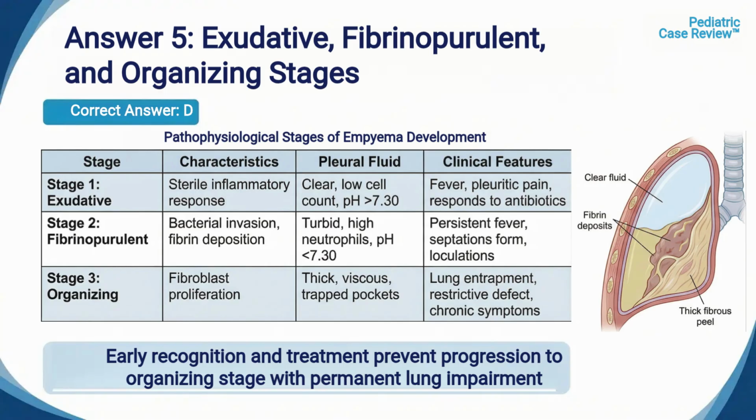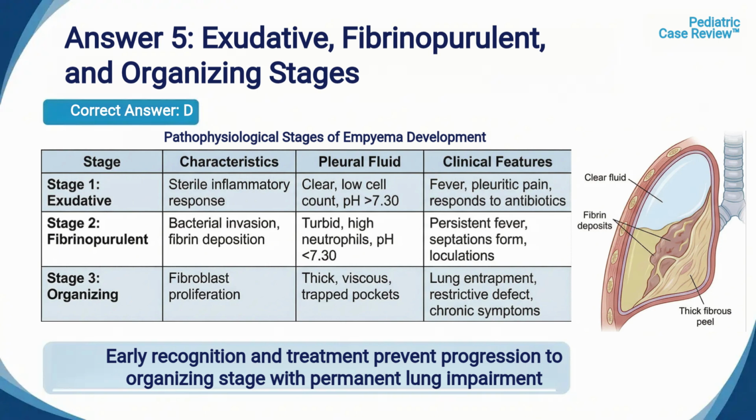Stage 2 is the fibrinopurulent stage. Bacterial invasion and fibrin deposition lead to turbid fluid with high neutrophils and pH below 7.3. Persistent fever, septation formation, and loculations develop. This stage requires drainage plus fibrinolytics if loculated.